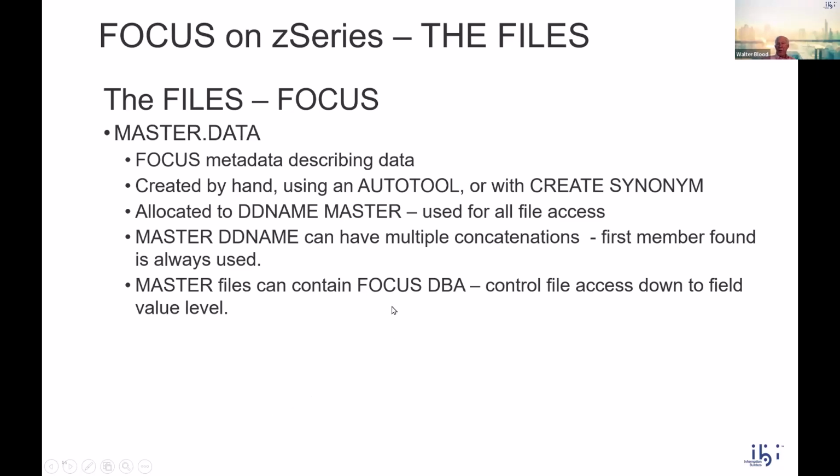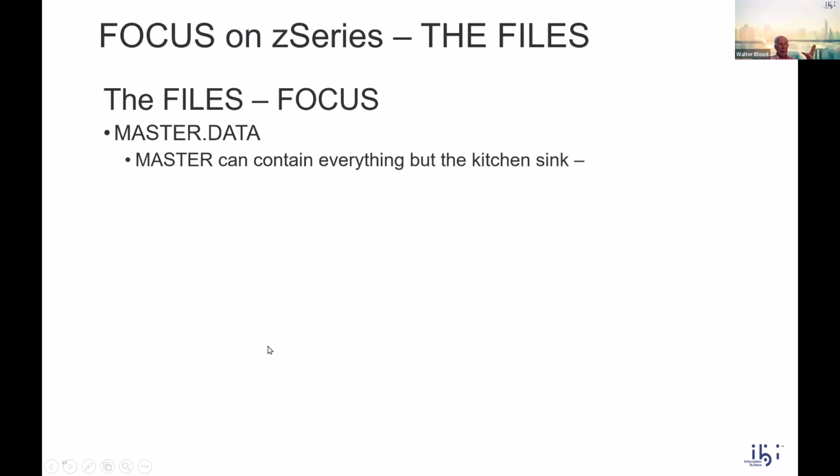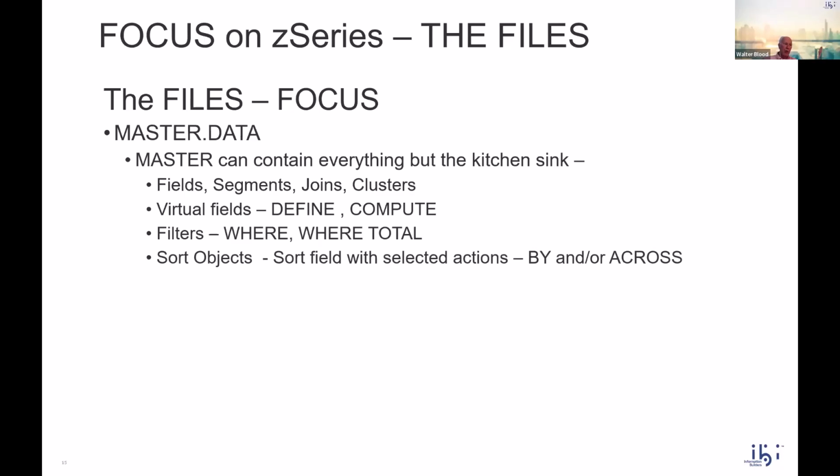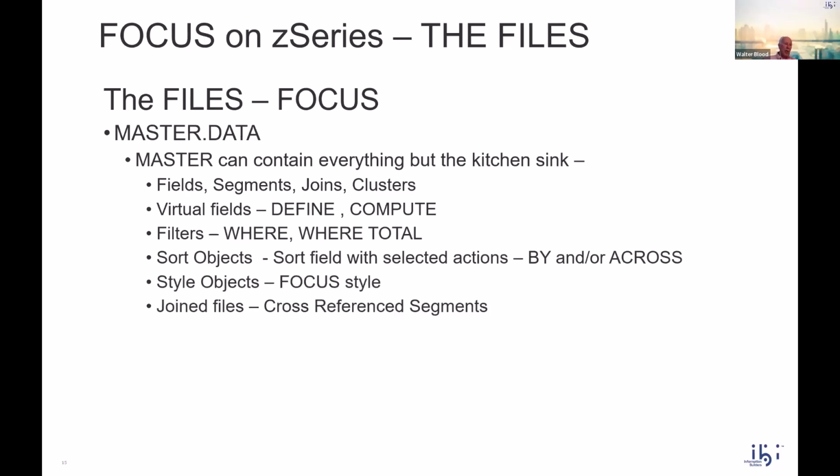Master files contain Focus DBA, really critical stuff. This gives you control in the file down to the field value level, and that's actually pretty important. Now, the master file can also contain pretty much everything but the kitchen sink. What do I mean? It has metadata about fields, segments, joins, clusters, virtual fields, defines and computes, filters, where and where total, sort objects, bys and acrosses, style objects, Focus style, join, cross-reference segments. What else do we have?